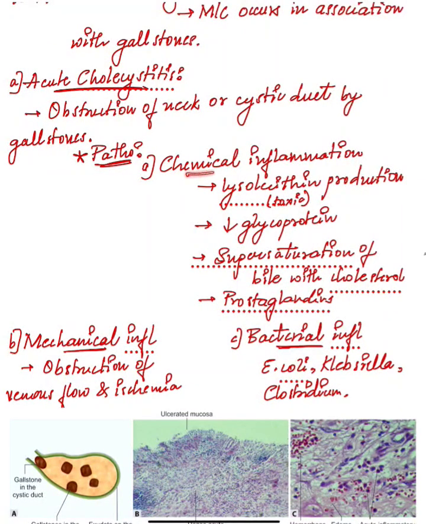Pathogenesis may be chemical inflammation. It leads to lysolecithin production, which is toxic, decreased glycoprotein, supersaturation of bile with cholesterol, and prostaglandins. Bacterial inflammation can be seen, which is E. coli, Klebsiella, Clostridium. Or mechanical inflammation can be seen by obstruction of the venous flow and ischemia.